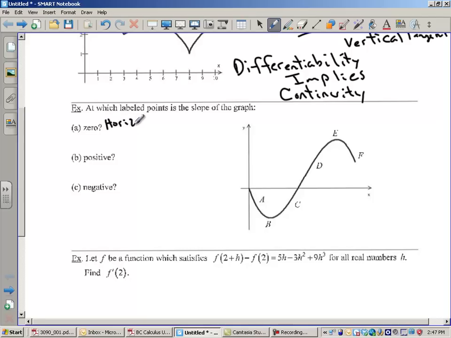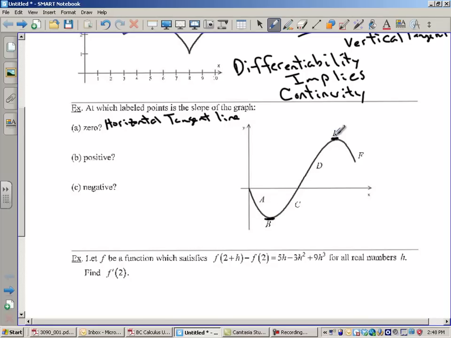So I need to have a horizontal tangent line. So let's take a look at the graph. As my pen goes through here, right here I have negative slopes, but right here at B, a tangent line at B sure looks like it would be horizontal. And then also up here at E.